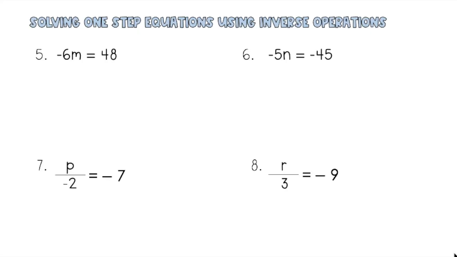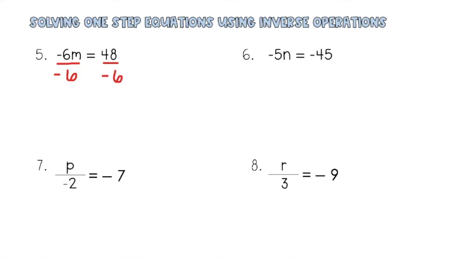Let's practice solving one-step equations using the inverse multiplication and division. So number 5, -6 times m equals 48. So the inverse of multiplication is going to be division, so I'm going to divide both sides of my equal sign by -6. Again, my goal is to get m all by itself.